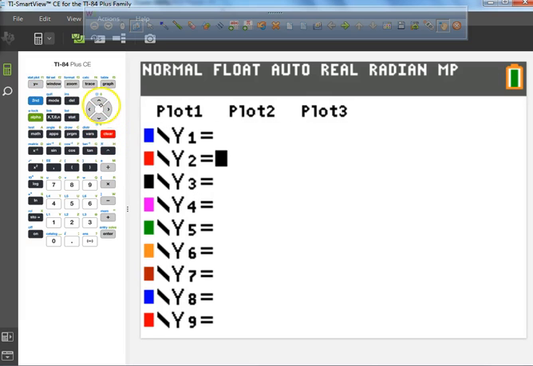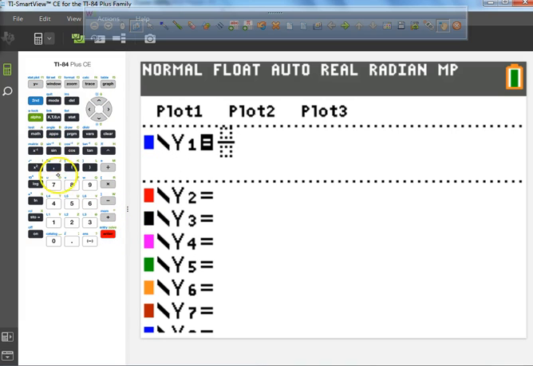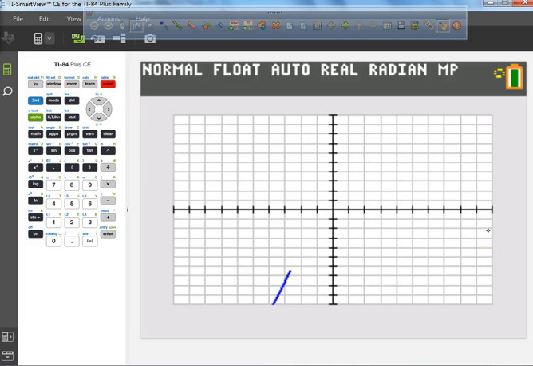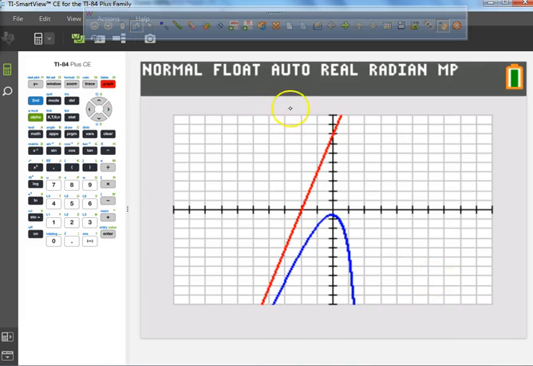Clear this out. Clear this out. 4x squared plus 1, over x minus 2. When you hit graph, this graph looks a little bit different than some of your other rational functions. You're going to hit y equals and go down here and type in 4x plus an 8 and hit graph. This right here will continue to get closer and closer and closer to 4x plus 8. It'll get closer to this slanted asymptote.